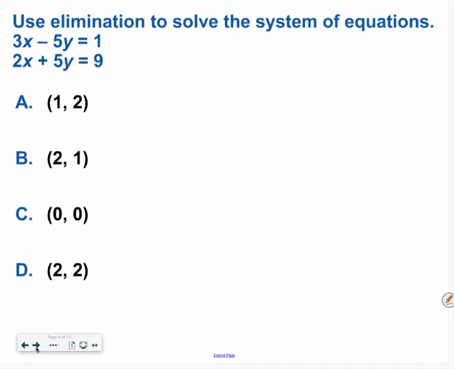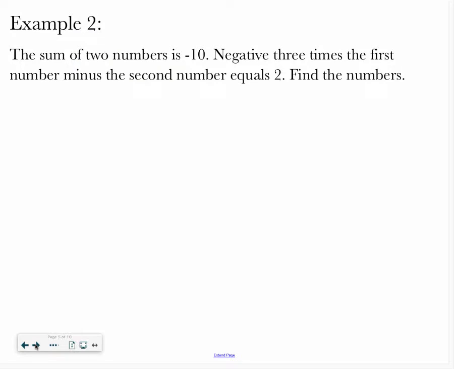Hopefully you said that the answer was the ordered pair 2, 1. If you had questions on that, feel free to ask. Let's look at our second example. We have a verbal expression, and it is the sum of two numbers is negative 10. Negative 3 times the first number minus the second number equals 2. Find the numbers. Okay, so this is the same idea.